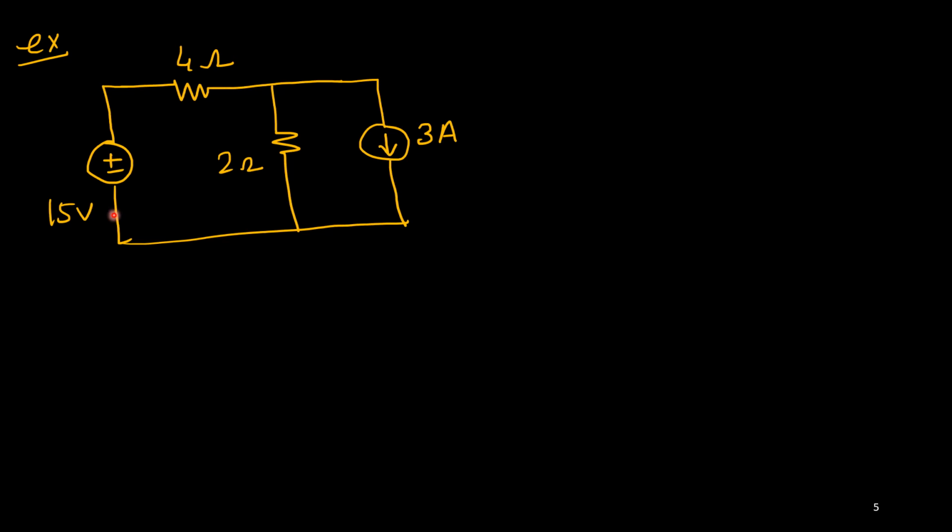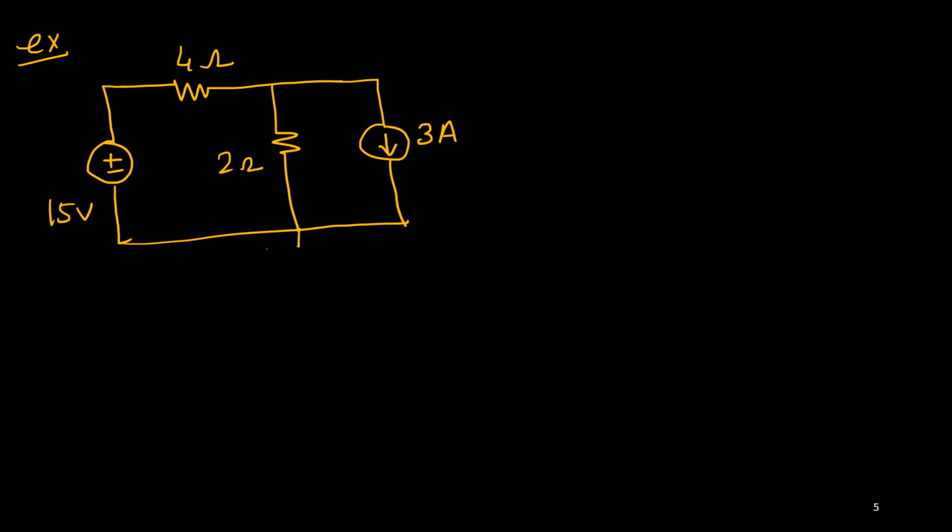That means we have to find out the current supplied by the source, the voltage developed across the current source, or the current or voltage across the resistances. Those things we need to find out. This is a simple circuit. I think we can solve it using one node analysis.